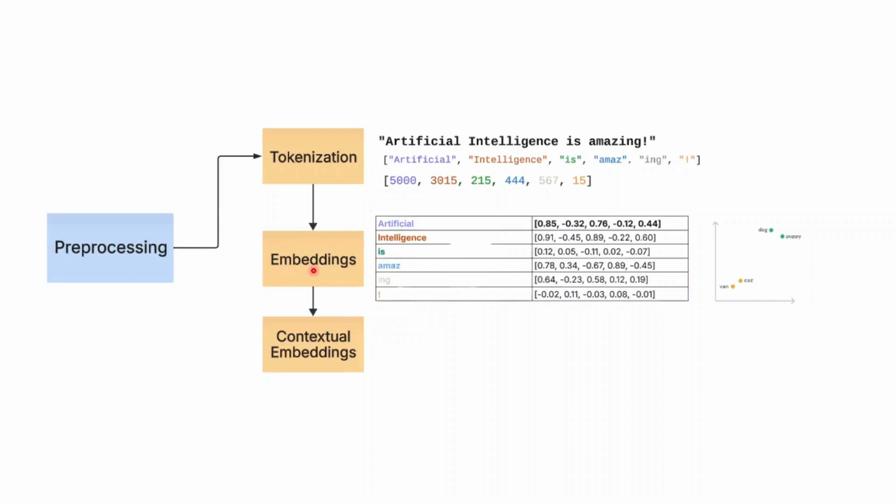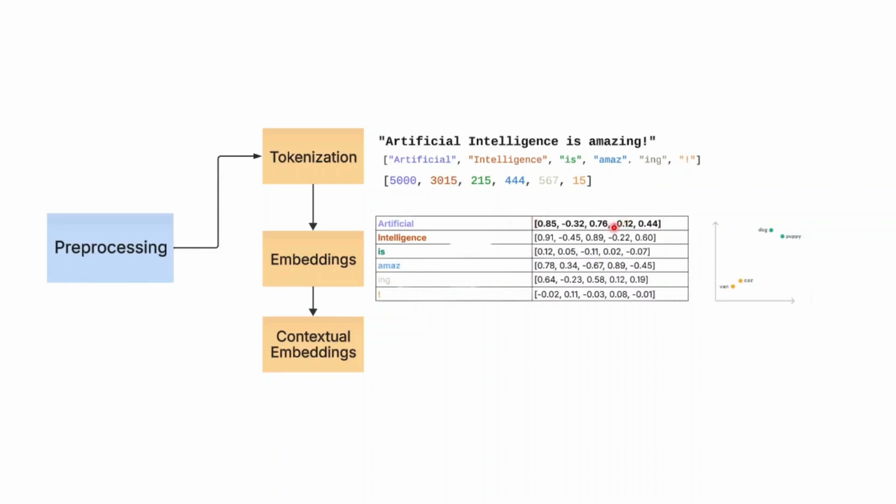The next step is embeddings. A token ID, for example here 5000, alone does not capture its meaning. So it is further transformed into a vector representation called an embedding. What is a vector? A vector is just an array of numbers that represents a word's meaning in a multi-dimensional space. For example, the conversion of this numerical ID 5000 into a vector looks like an array of numbers.